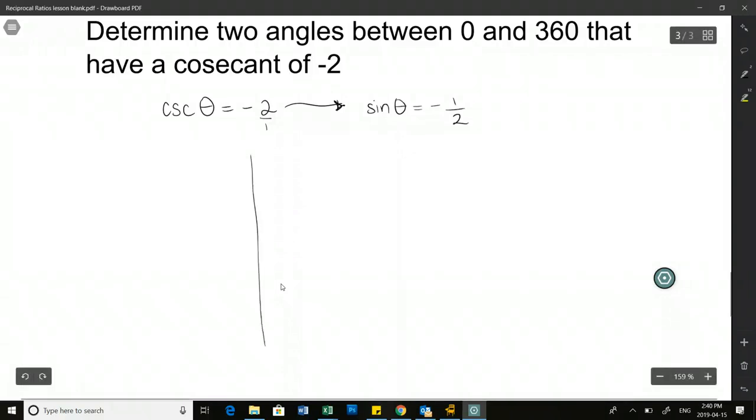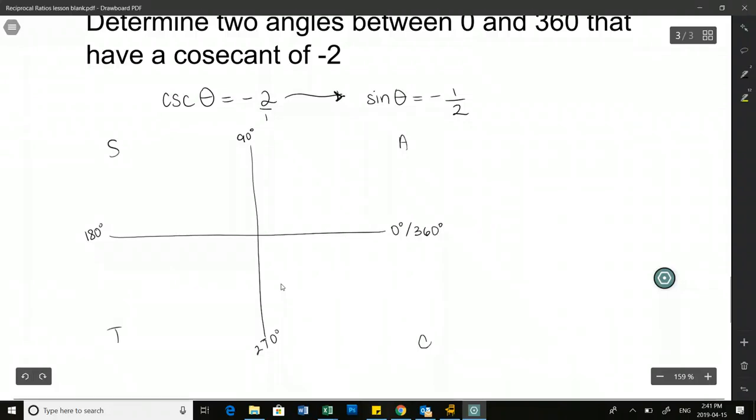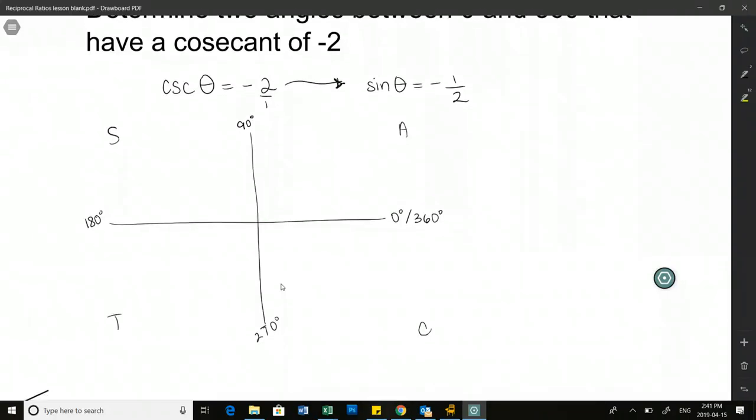Okay, so think about it for a second. Don't say it out loud. Using the CAST rule, I want to think about where my possible answers would be if I'm taking the sine of an angle and I get out a negative from that. So where, using the CAST rule, where would sine be negative? That's the question. Don't say it yet. I want everybody to think about it and see if you can place your angle properly, where sine would be negative.